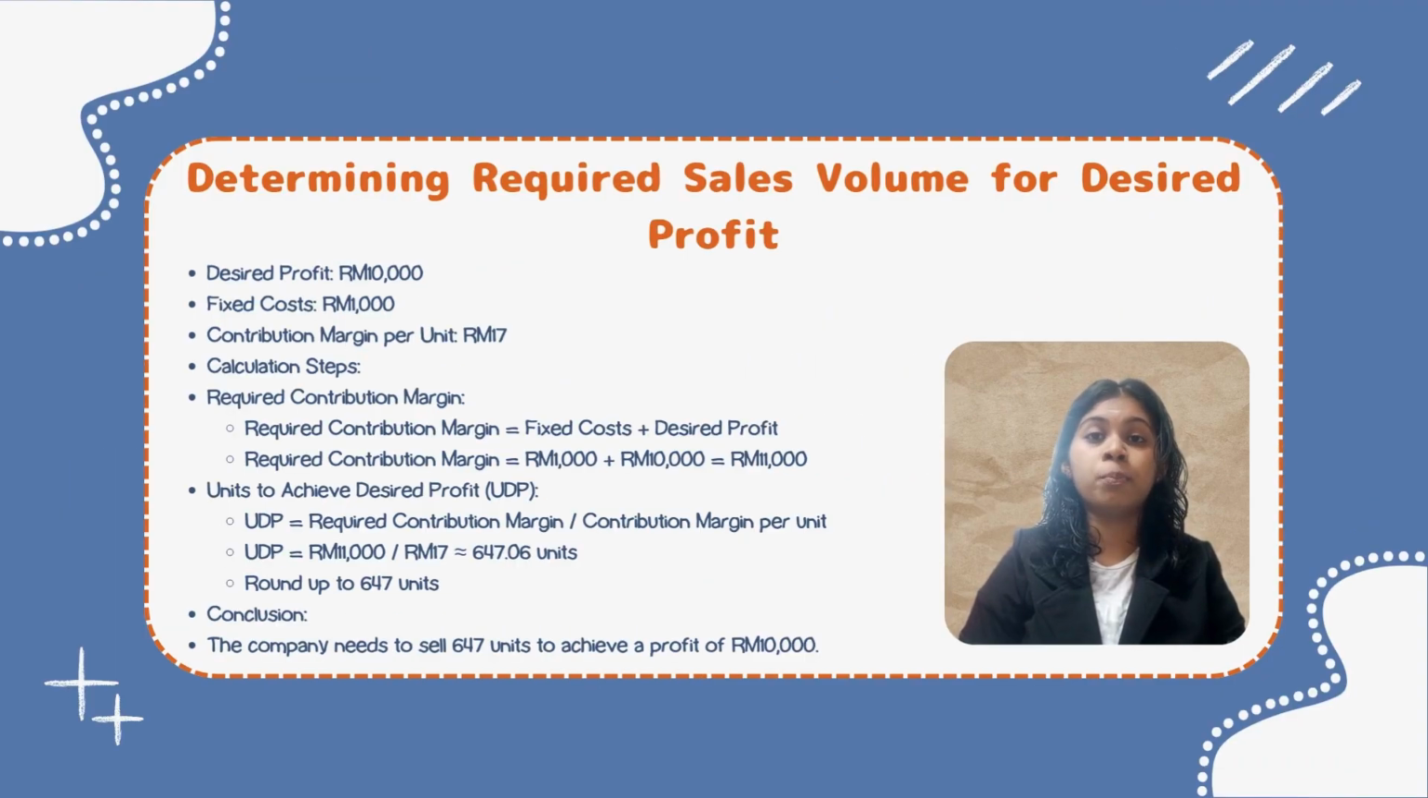Next, how many units does our company need to sell to achieve a profit of RM10,000? First, we need to calculate the required contribution margin, which is the sum of our fixed costs and the desired profit. In our case, the fixed costs are RM1000 and the desired profit is RM10,000. Therefore, the required contribution margin is RM11,000. Next, we determine the number of units needed to achieve this contribution margin by dividing the required contribution margin by the contribution margin per unit. Our contribution margin per unit is RM17. So we calculate RM11,000 divided by RM17, which equals 647.06 units. We can't sell a fraction of a unit, so we round up to the next whole number. Therefore, the company needs to sell 647 units to achieve a profit of RM10,000.